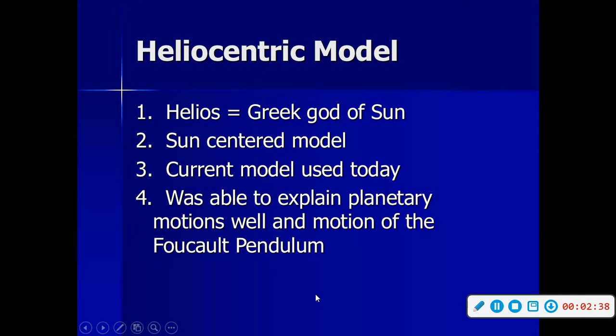Okay, so the heliocentric model came about, and Helios was named for the Greek god of the sun. So that's why they named it the heliocentric model. This is the sun-centered model, and obviously it's the current model we use today. It was able to explain planetary motion well, and the Foucault pendulum, everything we know that proves motion. So in other words, it's the correct model. It's the one we now use and talk about for the solar system.